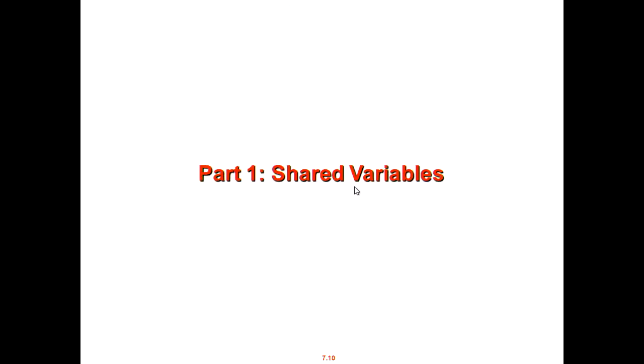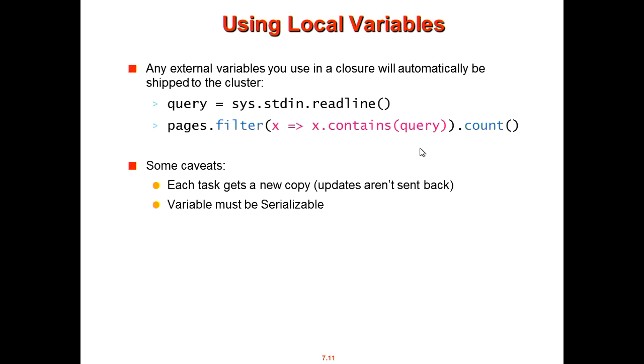And in the last lecture, we didn't finish this topic, so I will try to explain it again. It's about shared variables. It's still about the concept of closures. For example, we have this query. We take this query from the standard input. Next we want to do a search. We want to find all the lines containing this query, and then we do a count. So in Spark, we can do this page filter to check for each line in this page if this line contains this query, and then we do a count.